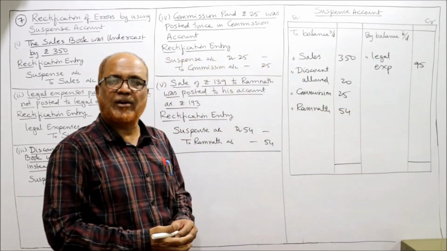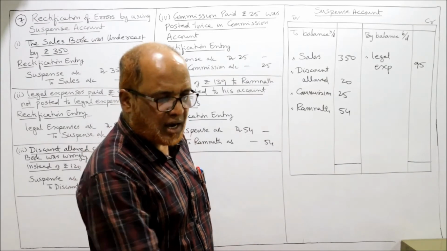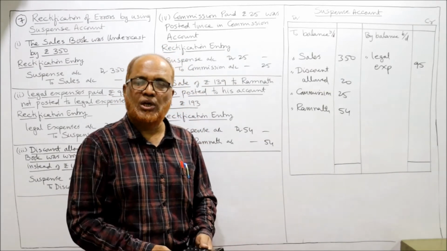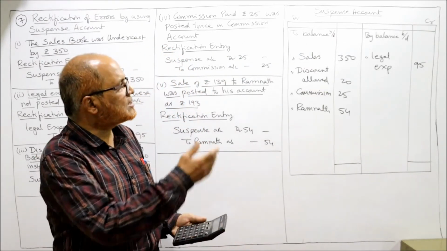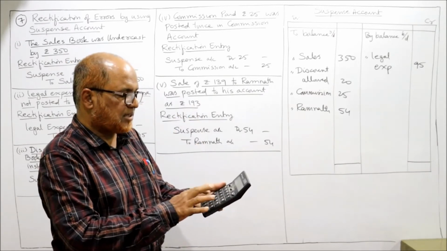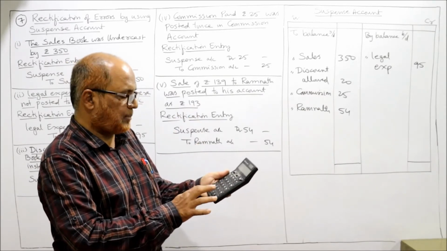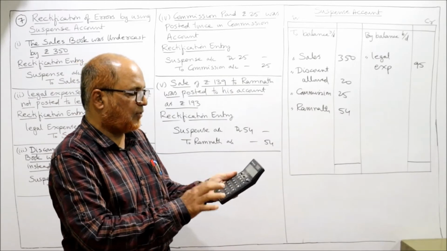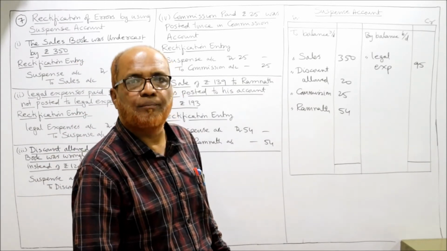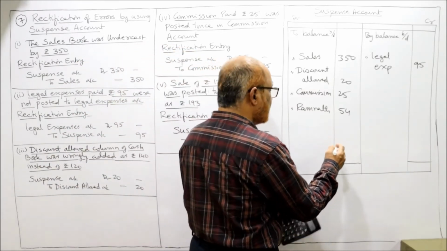We have posted all the entries to suspense account. Now we find out the balance. Which side is more? Obviously debit side is more. So debit side 350 plus 20 plus 25 plus 54. It comes to 449. Debit side total 449.